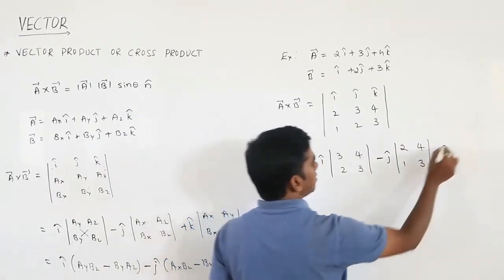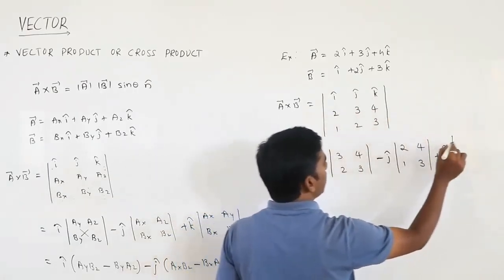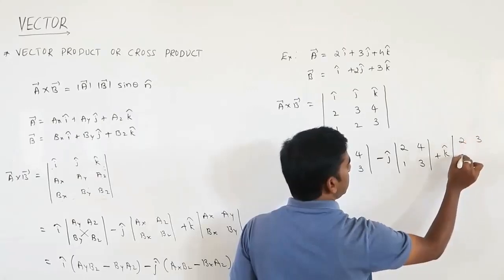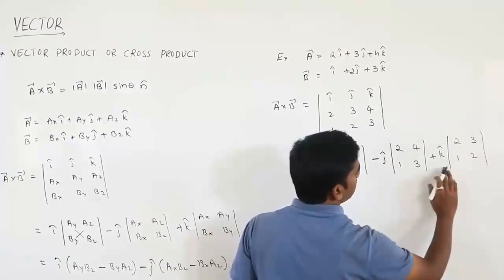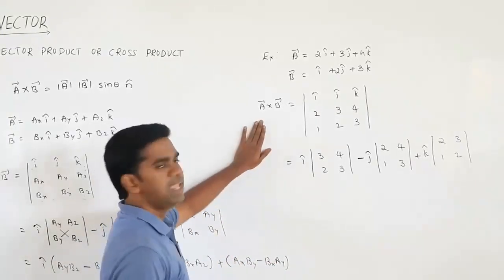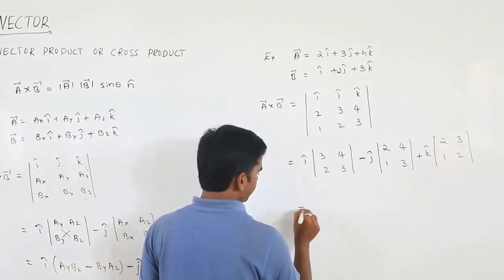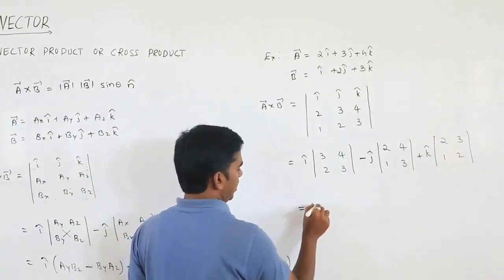So what you can write? For k cap, take these 4. 2, 3, 1, 2. Okay. So this is going to be your A cross B. So now it equals I cap.